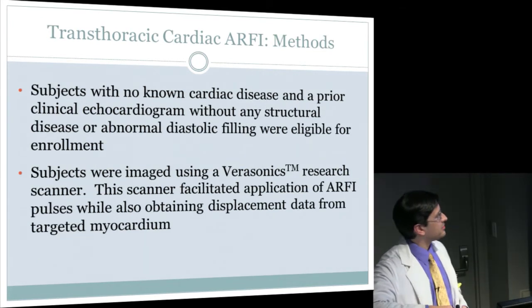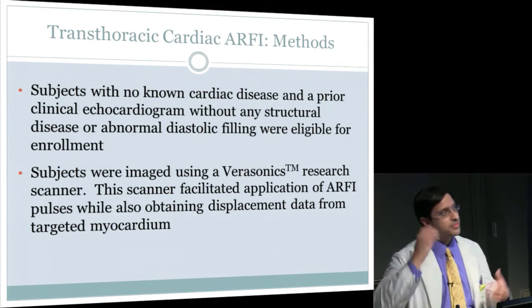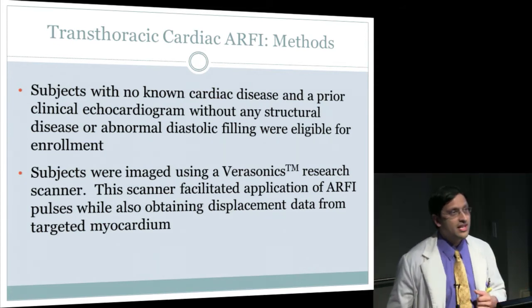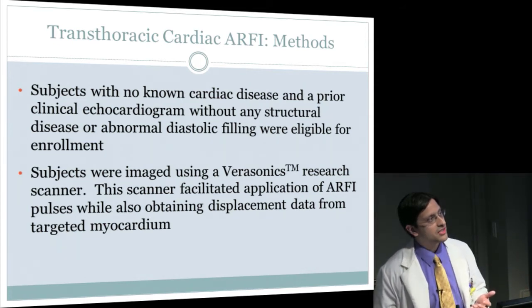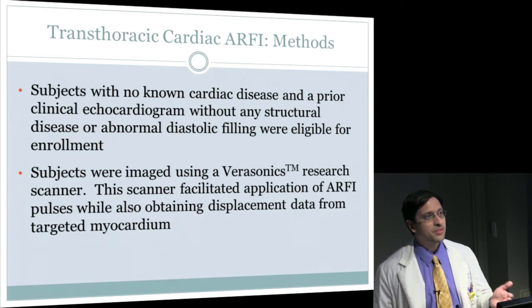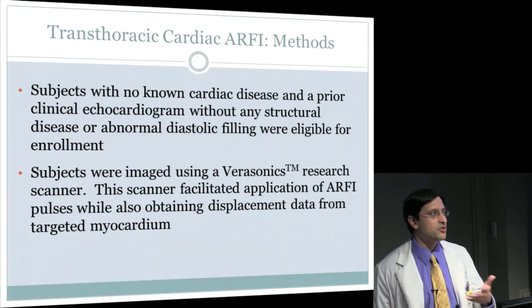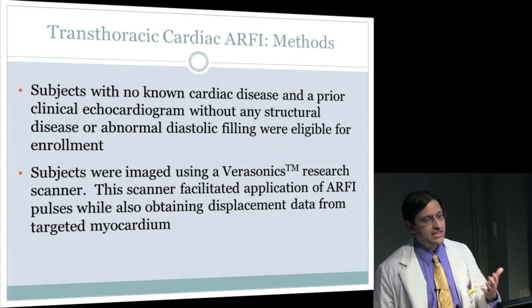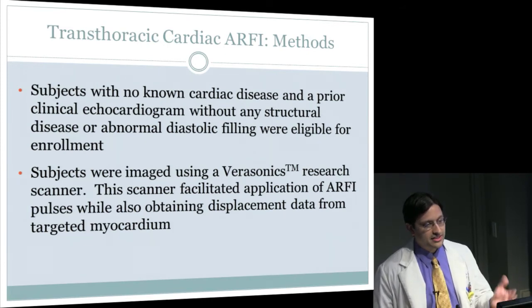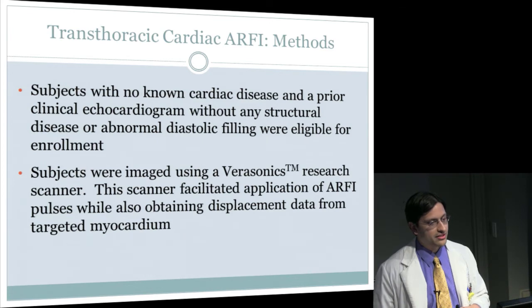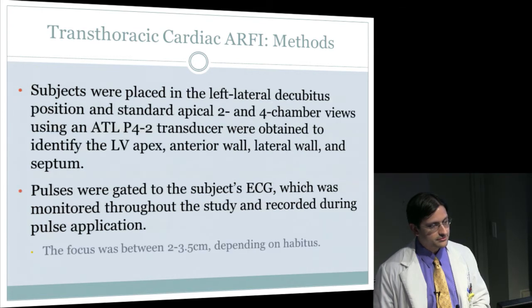So the enrollment criteria for our study were basically patients without any known cardiac disease, and they had to have at least one prior clinical echo, which removed any possibility of any structural heart disease or abnormal diastolic filling. It turned out most of our subjects were very young and healthy subjects who ended up enrolling in other studies, so they really did have very healthy hearts. We again used this Verasonics research scanner as opposed to a clinical scanner for the reasons I already touched on.